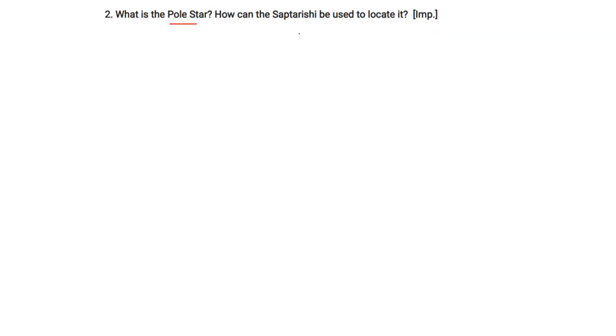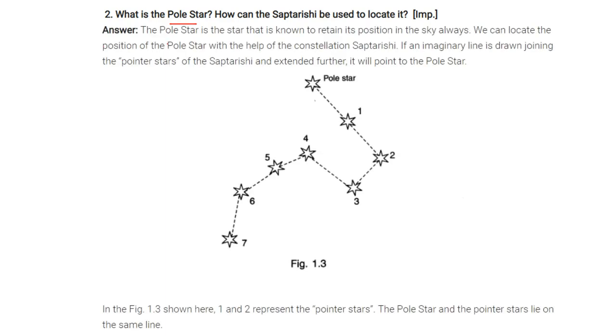What is a pole star? How can the Saptarishi be used to locate it? So this is a Saptarishi and this is a pole star. A pole star is a star that is known to retain its position in the sky always. It will always be in the same position. So we can locate the position of the pole star with the help of the constellation called Saptarishi. See, there are 7 stars, 1, 2, 3, 4, 5, 6, 7. That is why Saptarishi. Sapt means 7. So if we draw an imaginary line joining the pointer stars, that is 1 and 2, and then extend it further, it will point to the pole star. So here 1 and 2 represent the pointer stars, and the pole star and the pointer stars lie on the same line.